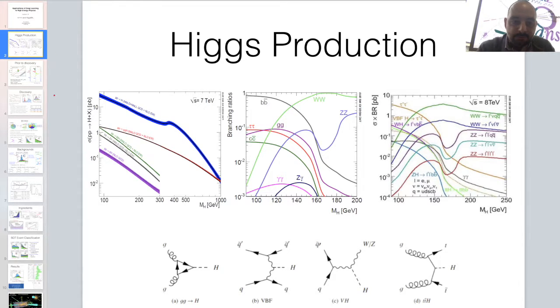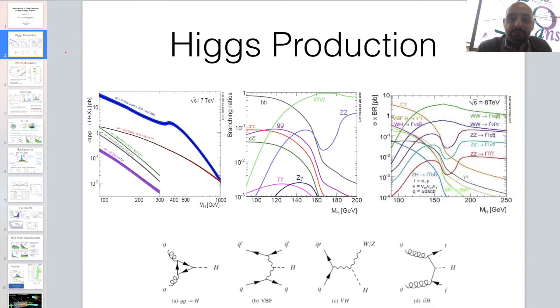So on the left plot here, you have the Higgs mass versus the cross-section. And what you can see is that for a fixed center of mass energy, and this is for 7 TeV, which was the beginning of the first run of the LHC, the Higgs cross-section falls as a function of mass. So the heavier the Higgs, the harder it is to make that Higgs. Makes sense. And then you can see how the different processes contribute to those.